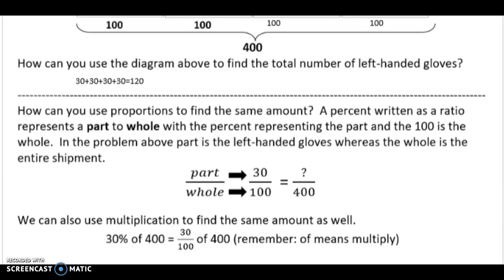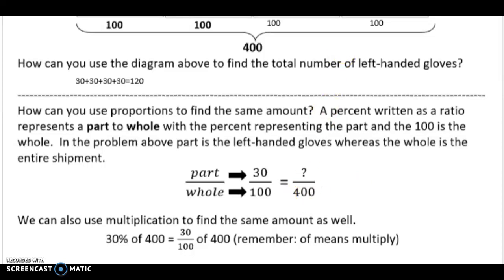So how can we use proportions to find the same amount? Well, a percent written as a ratio represents a part to a whole, where the percent is the part and the 100 is the whole. So in this problem, the part is the left-handed gloves, where the whole is the entire shipment. So how do we work this out?